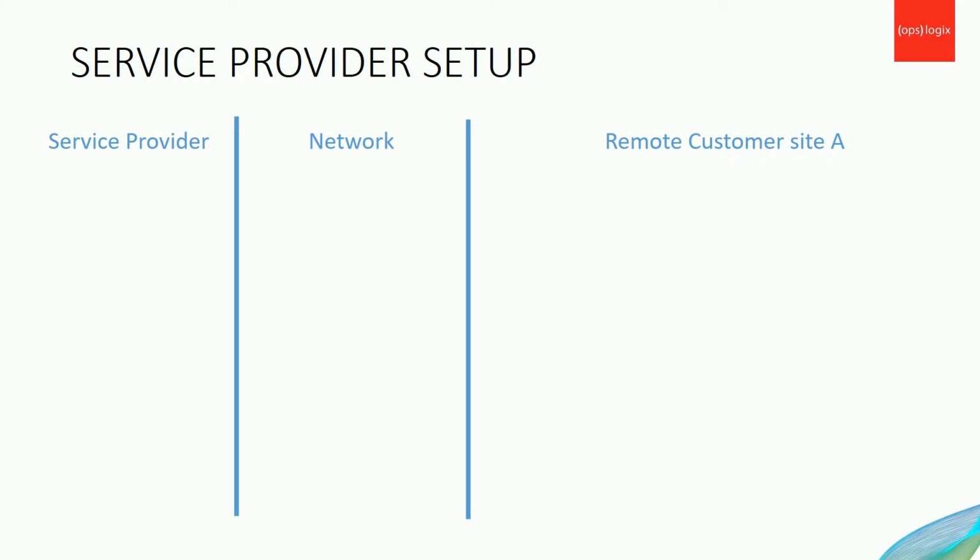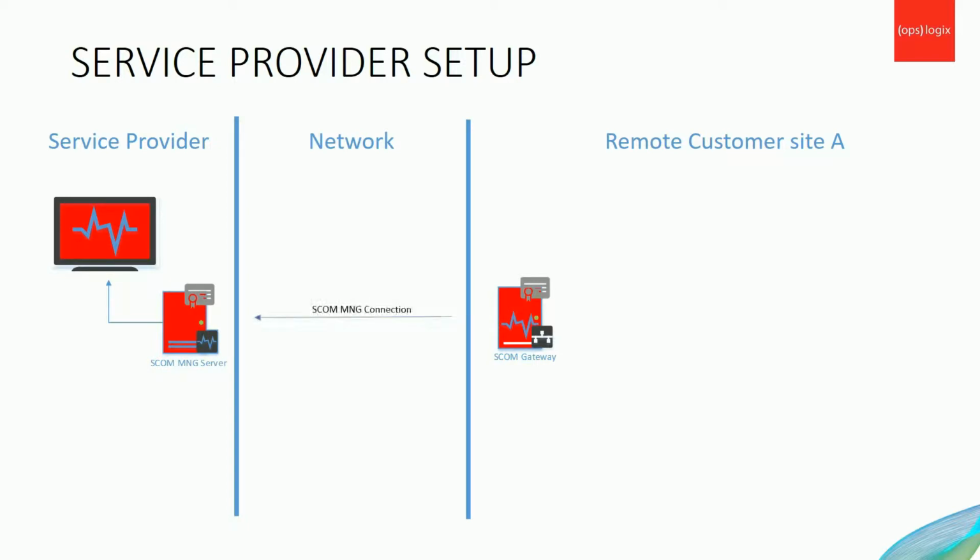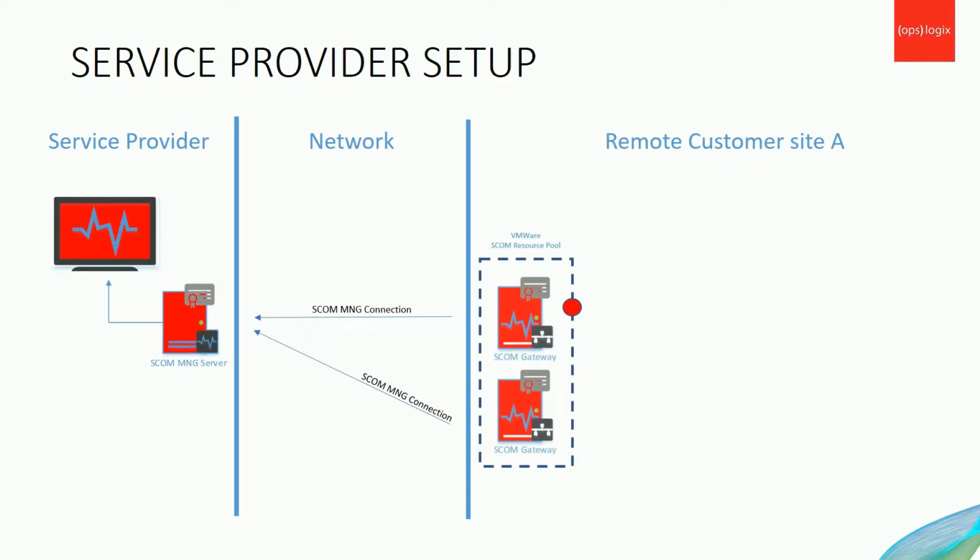In this demo, you'll first need to set up a SCOM management group, then import the Opslogix VMware management packs, generate root, management server, and gateway certificates, import the root and management server certificates on the management server, then run the gateway approval tool with the side option, install the SCOM gateway server on the customer side, import the root and gateway certificates on the gateway server, install the second gateway server and import the certificates, create a new customer SCOM resource pool, and add the gateway servers to this pool.